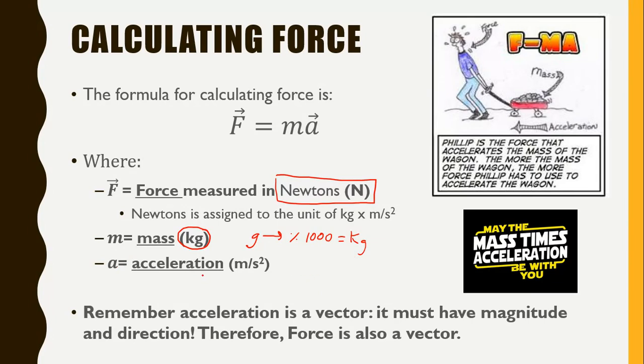Now, acceleration, we know the unit for acceleration is meters per second squared. So if we multiply these two things together, we get a kilogram times meters per second squared. But this is hard to write out every single time, so we just call this a newton, in honor of Sir Isaac Newton. So remember, acceleration is a vector, so it has a direction. Therefore, force is also a vector.